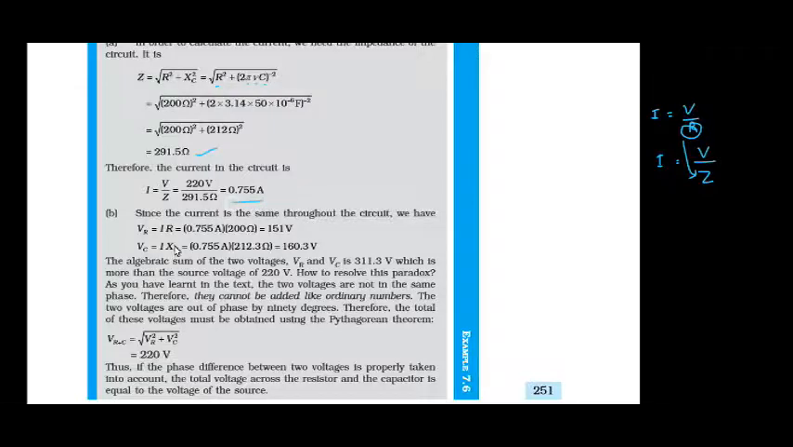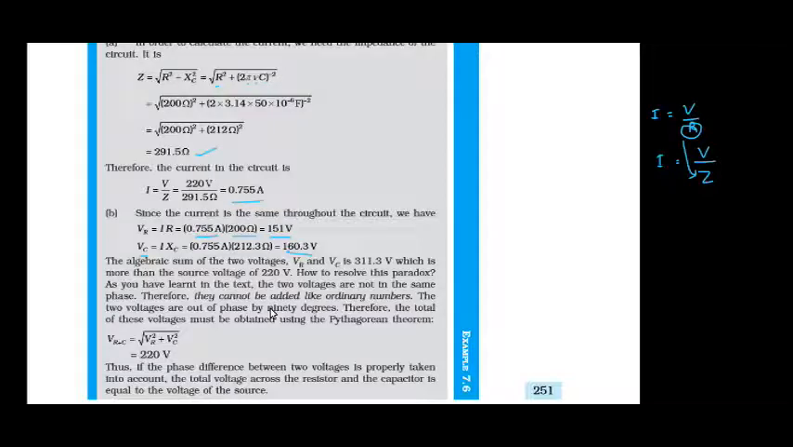For part B, since the current is the same throughout the circuit, we have VR is equal to IR, that is Ohm's law. Just put the value of I and R, and we get the voltage across the resistance. Again, VC is equal to I XC, the same way, Ohm's law. So put the value of I, put the value of XC, and we get this much voltage.